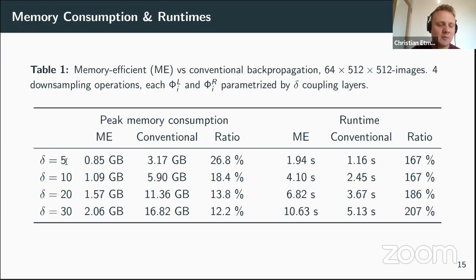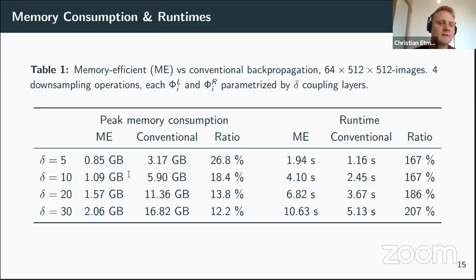Okay, if we then double the number of layers, so double the number of nonlinear layers in our network, we see that the conventional backpropagation behaves about as we would expect. So we don't have an exact doubling of the peak memory consumption, but almost. So we have 5.9 gigabytes in this case, and just 1.09 gigabytes in the case of memory efficient backpropagation.